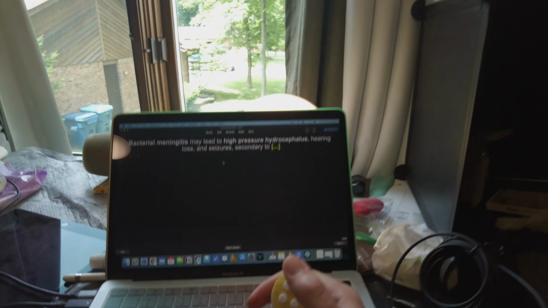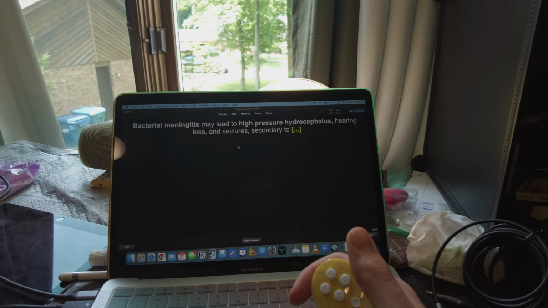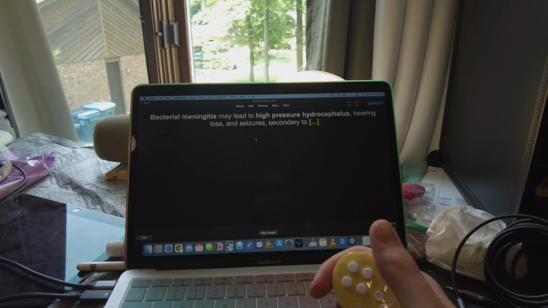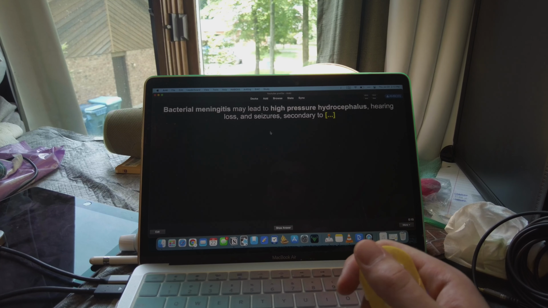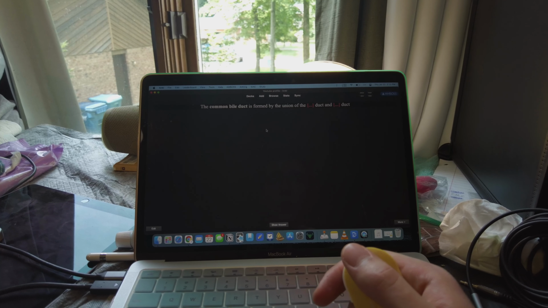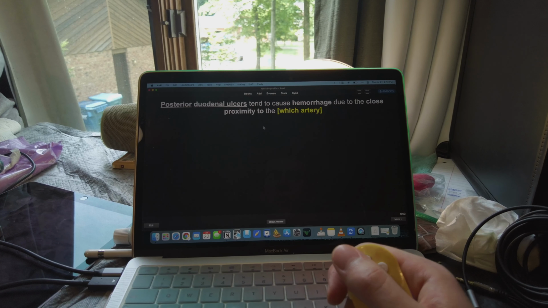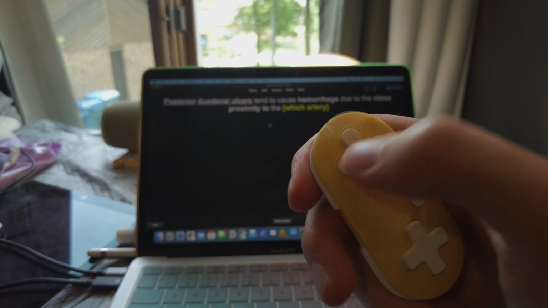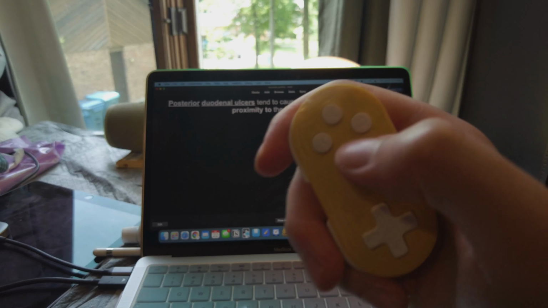$2.90. There we go. Fibrosis, yep. Cystic and common hepatic, yep. This button means I got it right. This button means I got it wrong. That's again. And this button means I got it easy.